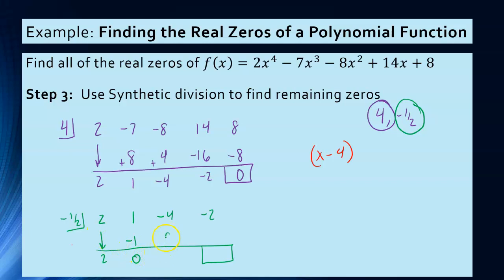Negative 1/2 times 0, well, that's 0, so that's easy. Negative 4 plus 0 would be negative 4. What's negative 1/2 times negative 4? Well, negative times a negative is a positive, and half of 4 is 2. Add those together, we get 0, which is what I was expecting to see.